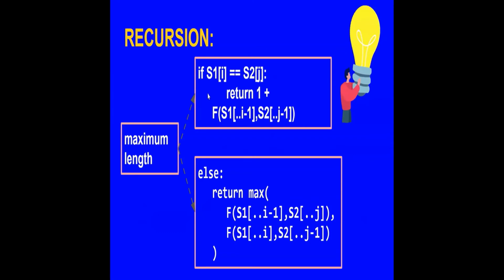Either case one: if the characters pointed to by the pointers i and j are the same, then we have to return 1 plus the length of the common subsequence possible among the remaining strings. Else, if they are pointing to different characters, then we have two cases: either skipping the character pointed to by i, or skipping the character pointed to by j, and we have to return the maximum among those two cases.